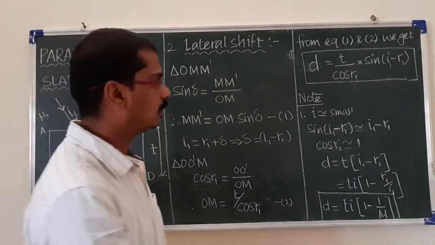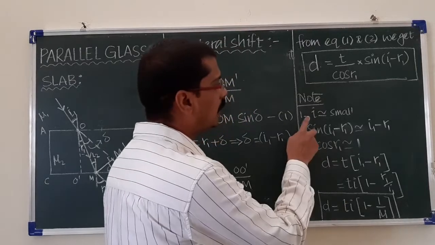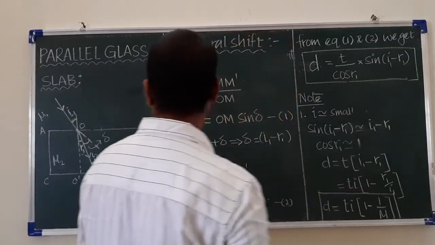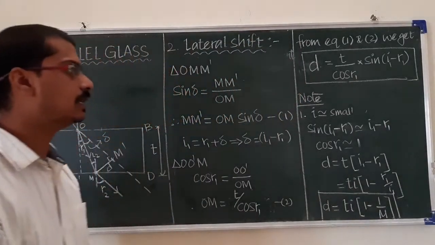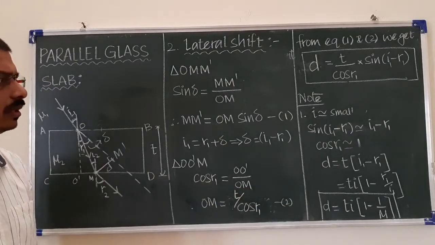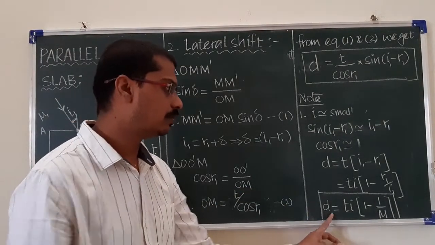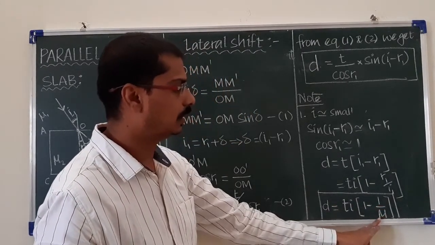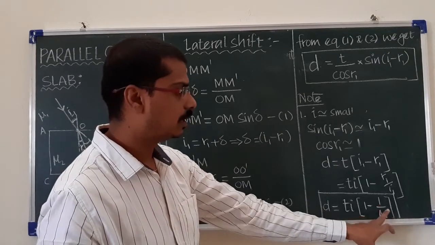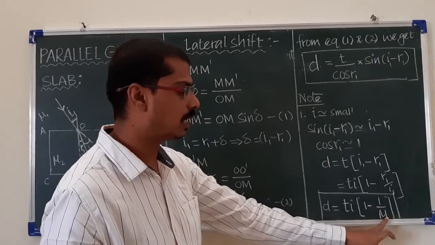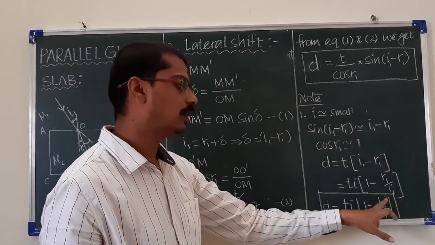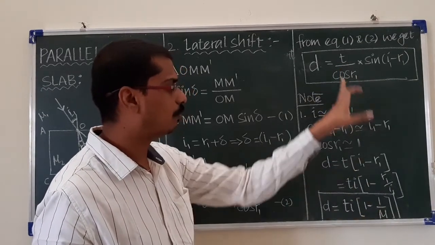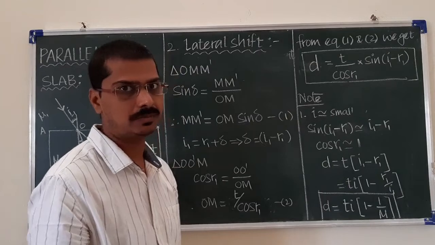And the second note point we can discuss later. Now up to here, the lateral displacement is equal to t I1 into 1 minus 1 upon mu. Mu is the refractive index. That value 1 is for air, mu is for the glass. Here mu 1 upon mu 2 also we can write, but air we are considering, that's why 1, and this is a glass plate, we are considering mu. These two formulas are very important for all objective purposes. Now note down.